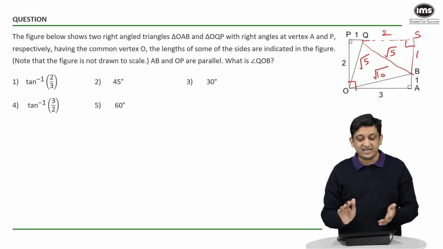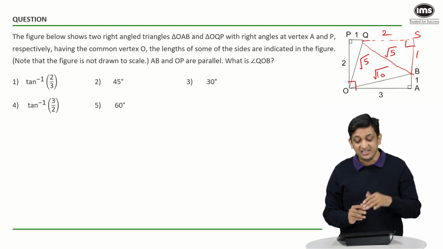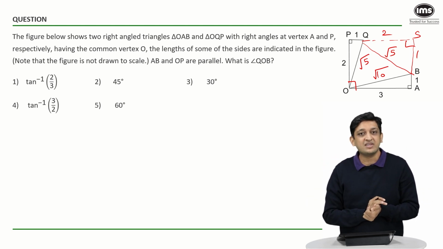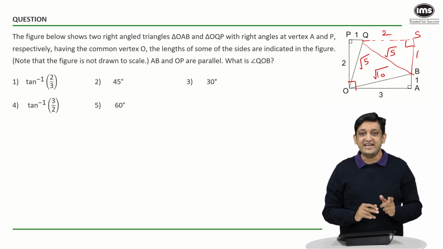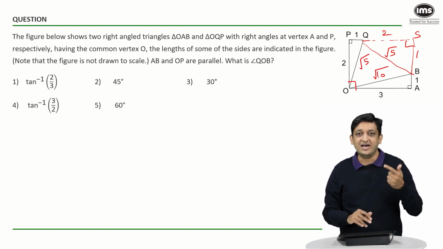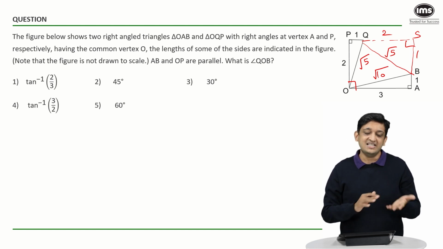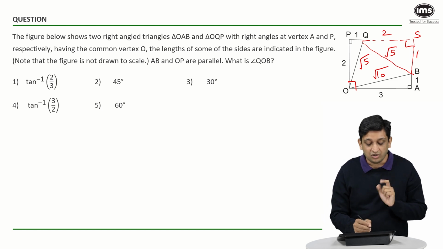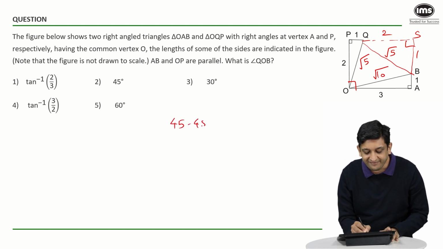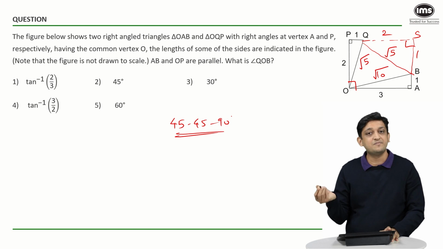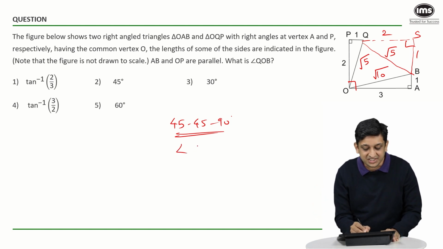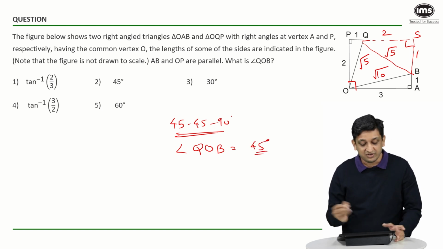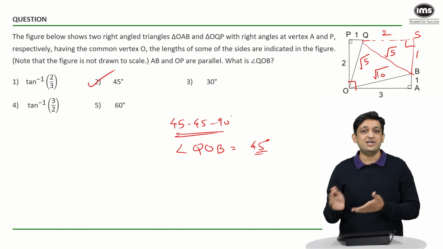Now you can see a beautiful triangle here, OQB, wherein two sides are root 5 and the third side is root 10. In any triangle wherein the sides are in the ratio of 1 is to 1 is to root 2, we can say that that triangle is going to be a right angled isosceles triangle, or in other words, it is going to be a 45, 45, 90 triangle. So we can obviously say that the measure of angle QOB in this context is going to be 45 degrees. And so our answer here is going to be option 2, that is 45 degrees.